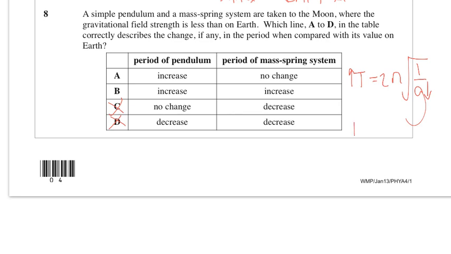Mass spring system is given by a different equation, so root m over k. None of those involve the gravitational field strength anywhere, so that means this one isn't going to change, so it's going to be answer A. And looking at it, we could have actually gone straight to that one because it's the only one with no change in the answer. So we could have got that solution slightly shorter there.